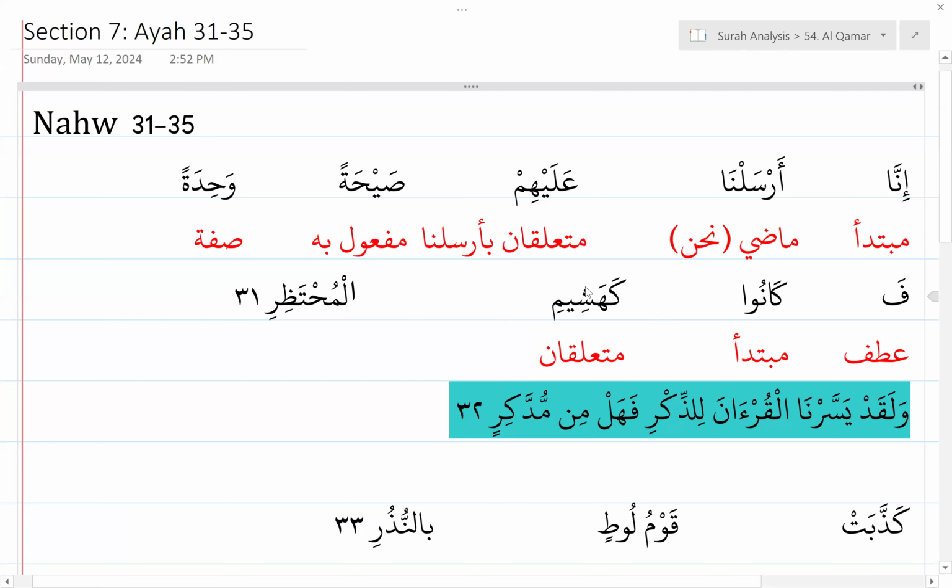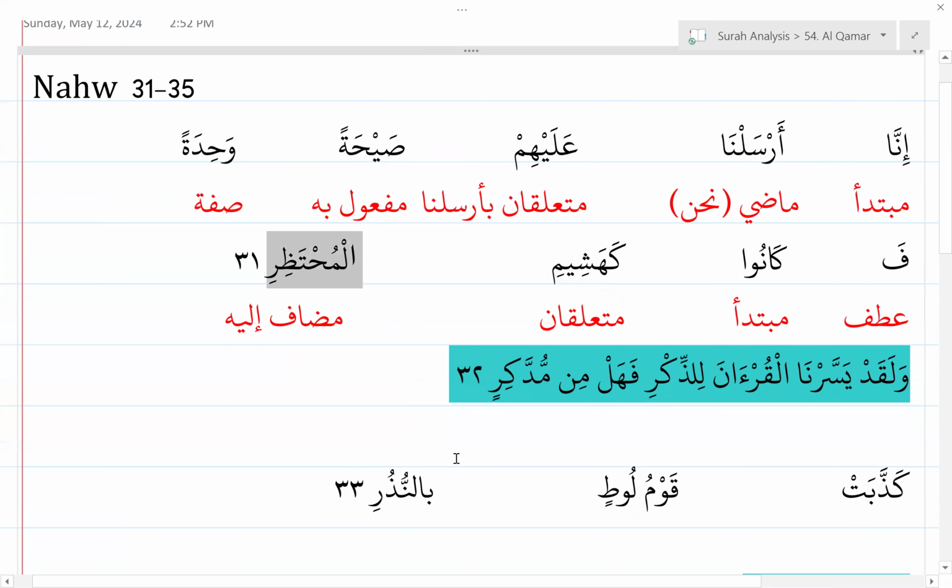And al-Hashimi مضاف, al-Muhtadiri would be مضاف إليه. Yeah, so this is the mudaf ilay. Exactly. So you see Hashim is light, no al. And then al-Muhtadir is majroor, so mudaf ilay.